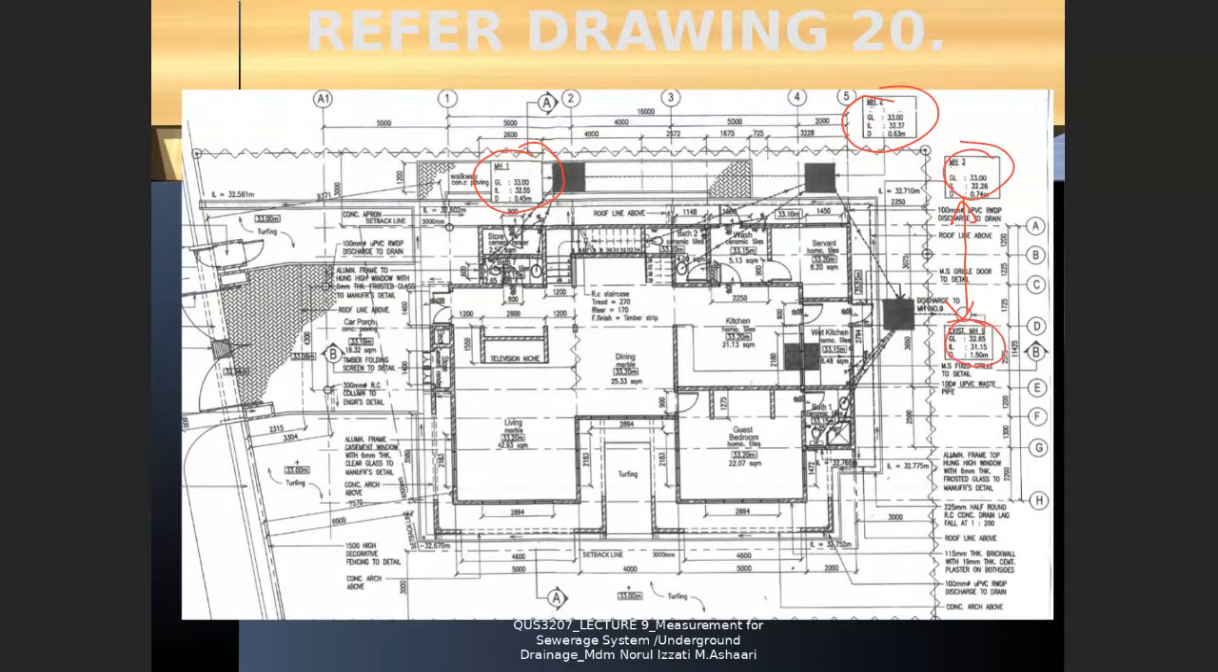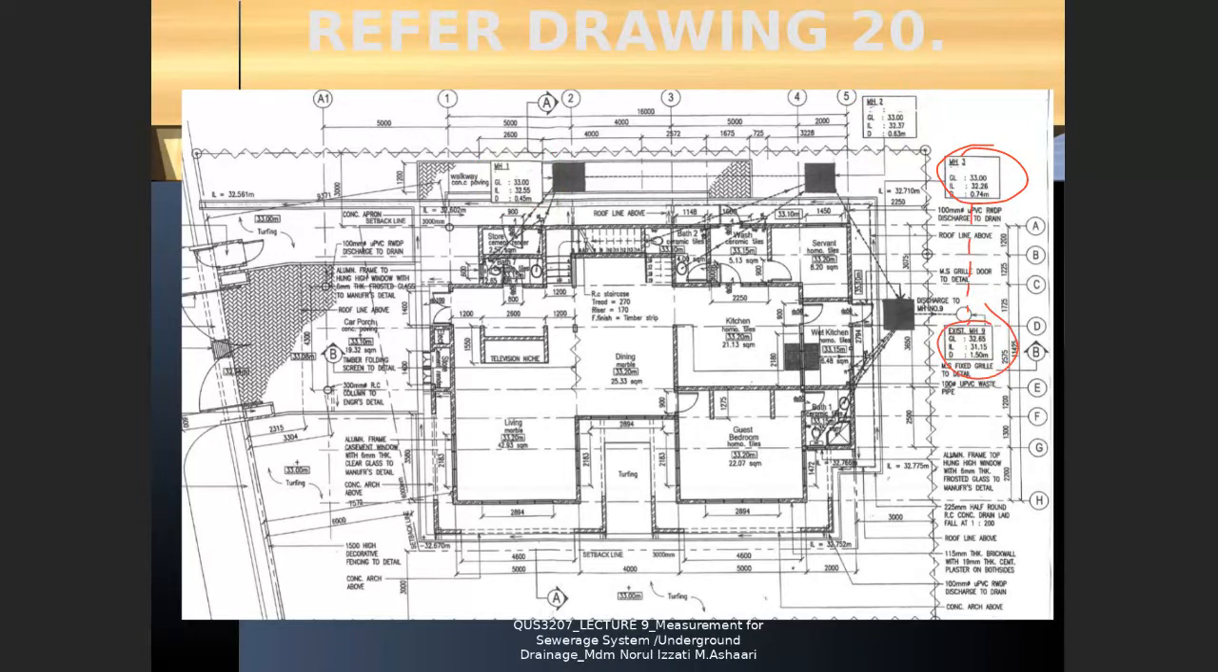For the purpose of the discussion today, let's say I would like to find the measurement from MH3 to MH9. So I write again, manhole number 3 until manhole number 9. Let's say the dotted line is here.